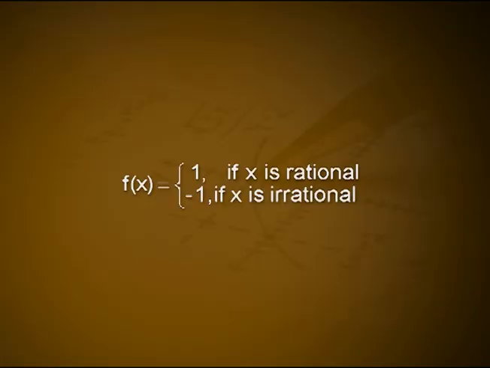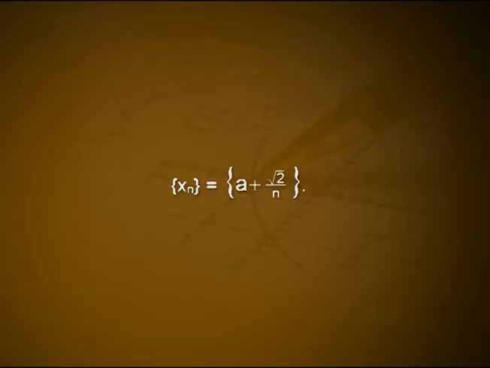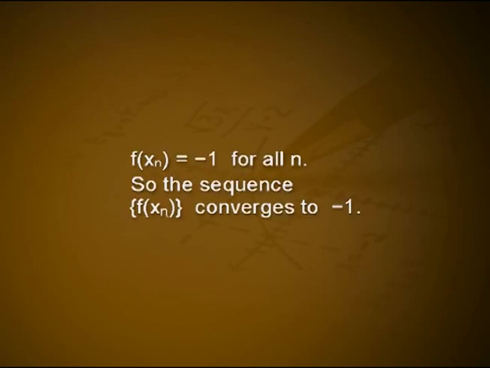Another example. Let f be a function defined on R by f of x equal to 1 if x is rational and f of x equal to minus 1 if x is irrational. Let us check the continuity of the function f on R. Let a be a rational number. Consider the sequence xn equal to a plus root 2 by n. This is a sequence of irrational numbers and limit xn equals a. f of xn equals minus 1 for all n. So the sequence f of xn converges to minus 1, but f of a equals 1. Thus, the function is not continuous at any rational number.